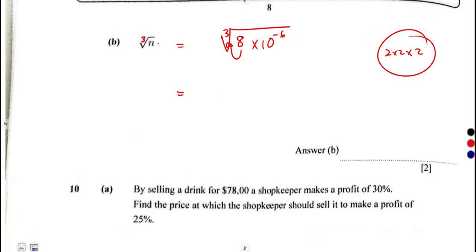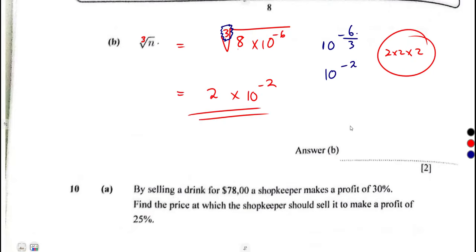So the cube root of 8 is 2, times the cube root of 10 to the exponent of negative 6. You simply divide that power by the number inside the root, so that's by 3. Negative 6 divided by 3 is negative 2. So that's times 10 to the exponent of negative 2. Direct as it is, you have your answer.